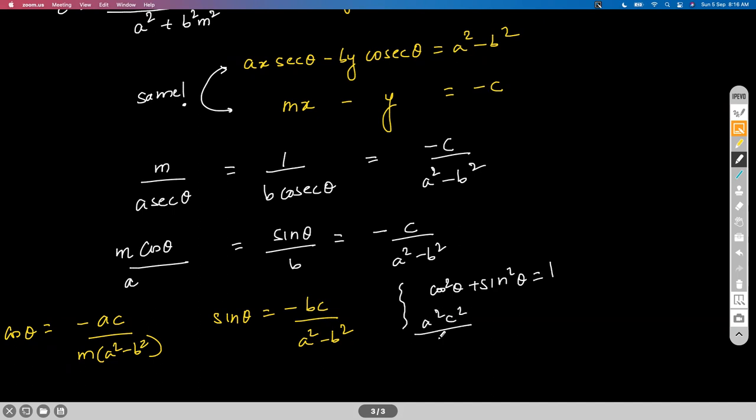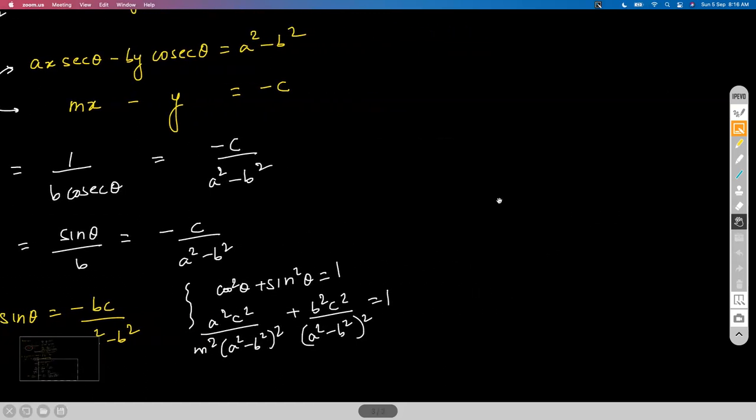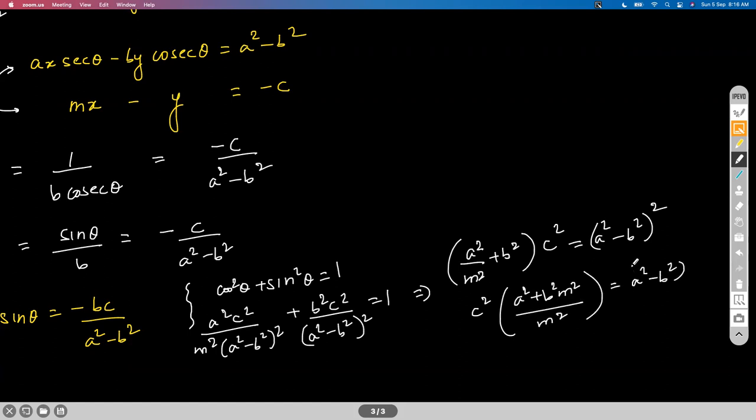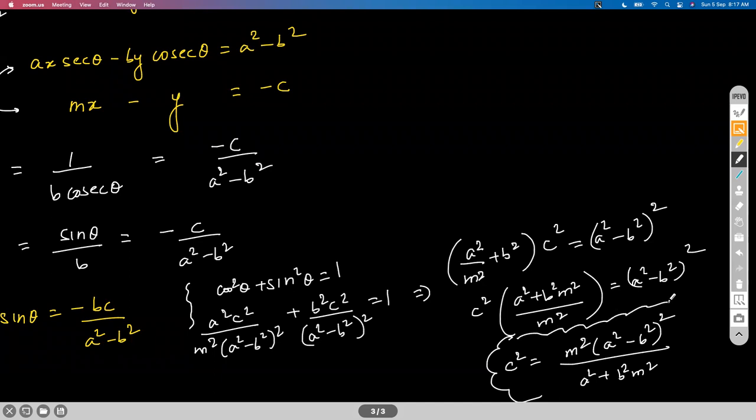Okay, so a square c square by m square times a square minus b square whole square, plus b square c square by a square minus b square whole square, is equal to 1. First of all, I would send the a square minus b square whole square to the other side. So you'll have something like this left. Here also you can just do a quick simplification, nothing very challenging here. And there you go. c square is equal to m square a square minus b square upon a square plus b square m square, and there was a square here also. Let's not forget that. This is the condition for normality.